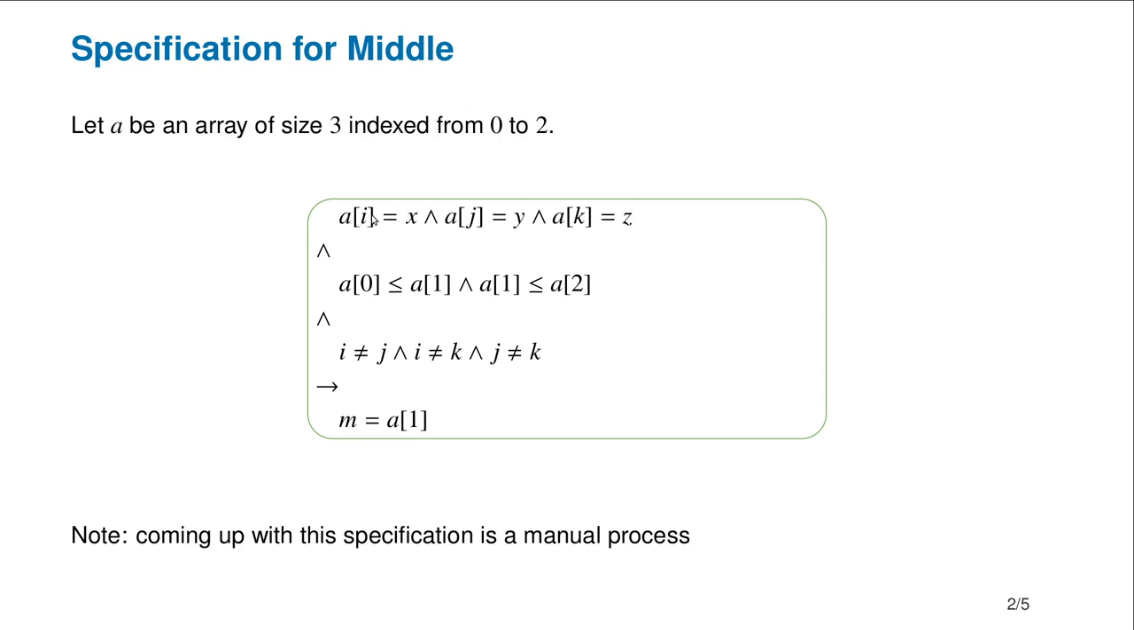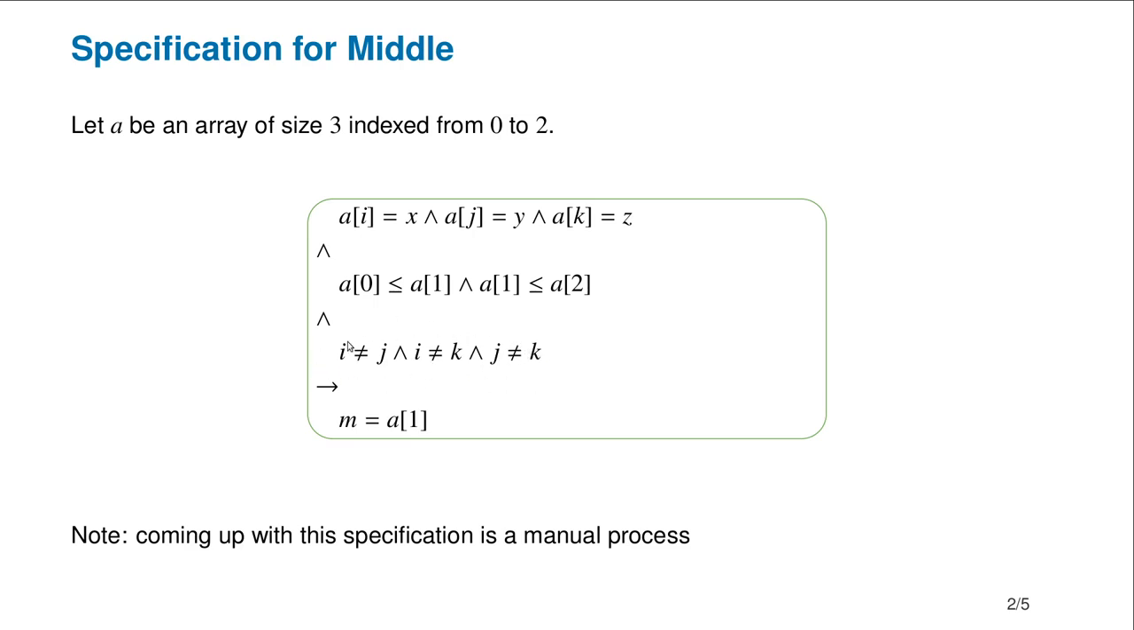And what we do now is we assign x to an array at position i. We assign y to an array at position j, and we assign z to an array at position k. We also formulate that the indices are different, so i is different to j, i is different to k, and j is different to k. Yeah? So none of them has the same value.